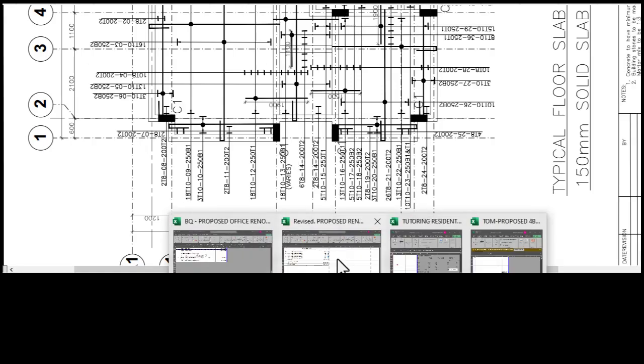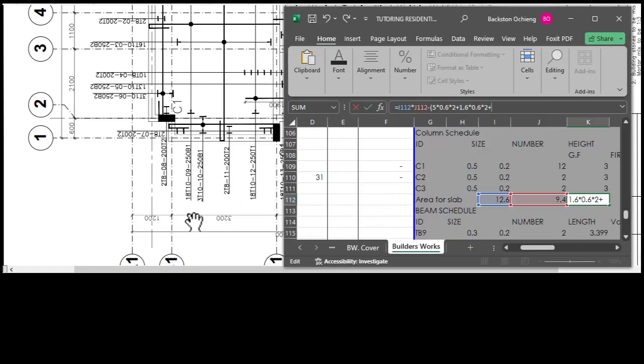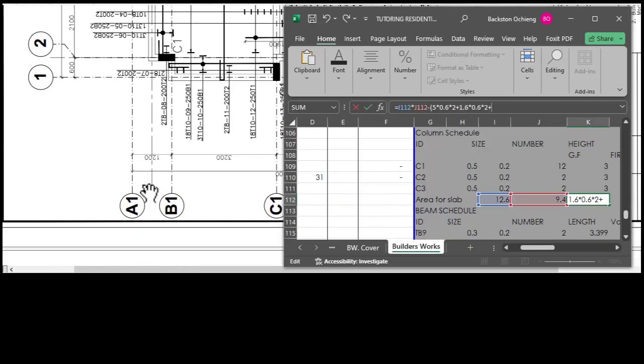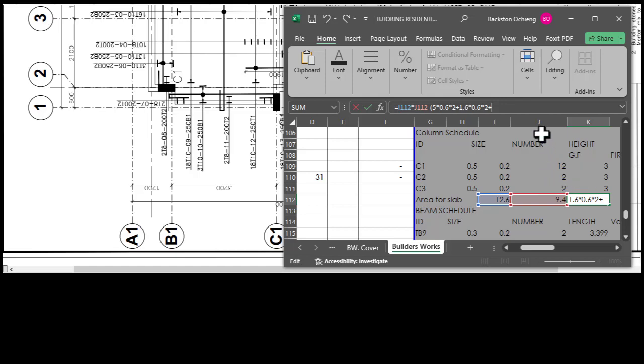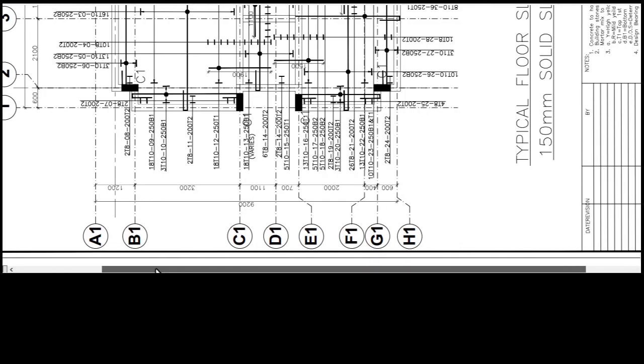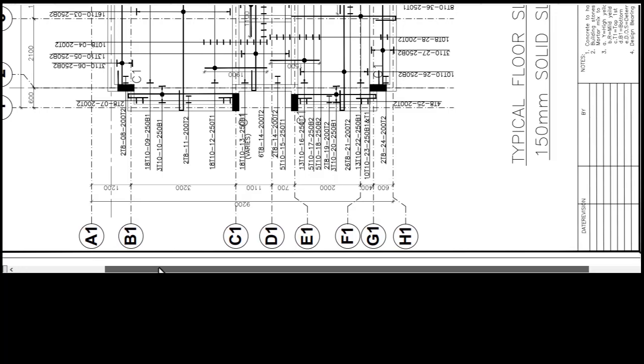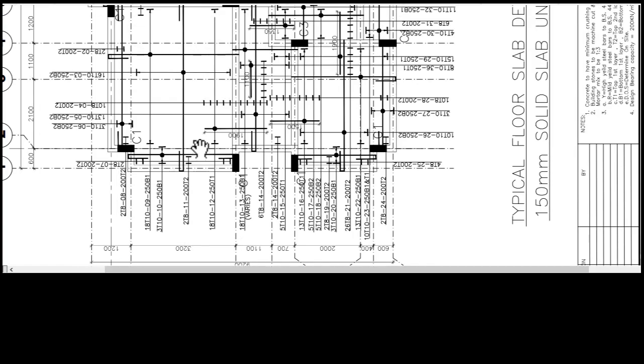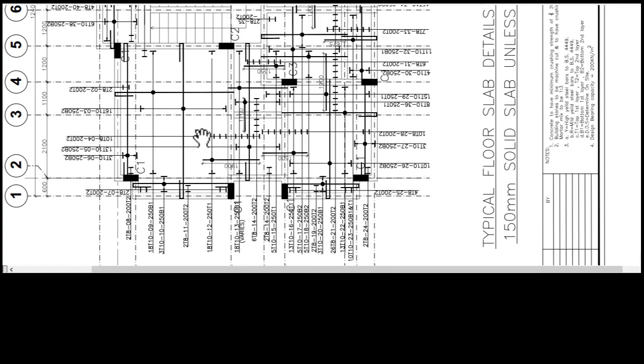So what we do, all right, A1, so it's 1200 plus 3200 plus 1100, so that is 4300 plus 1200 should give us 5500. So 5500, just zoom it in again.